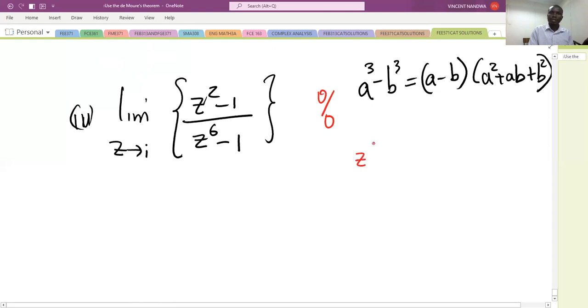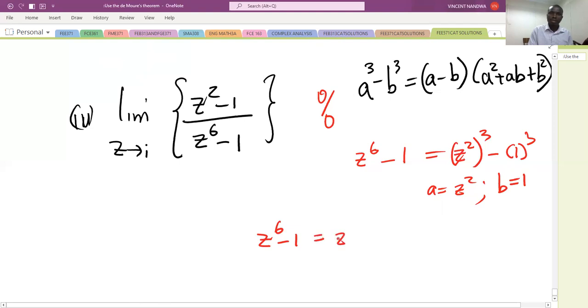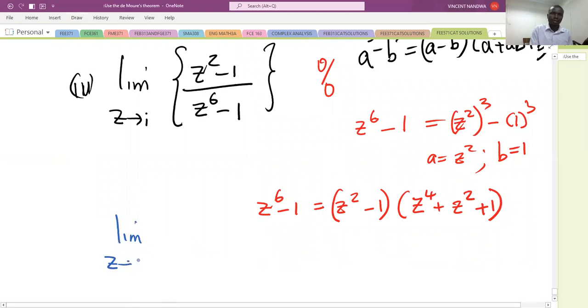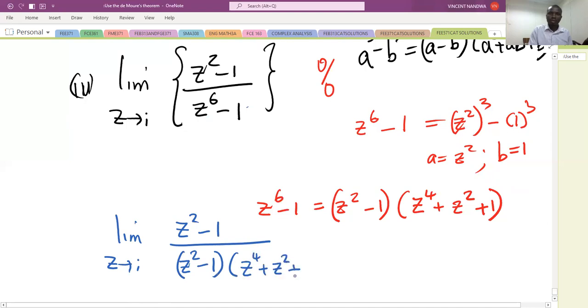So z power 6 minus 1 can be written as z squared power 3 minus 1 power 3. So it's like our a is z squared and our b is 1. So z power 6 minus 1 is equal to z squared minus 1 into, so when I square I get z power 4, then plus z squared, and then plus 1. So I'll write the limit as z approaches i of z squared minus 1 divided by, so where is z power 6 minus 1, I replace by z squared minus 1 multiplied by z power 4 plus z squared plus 1.